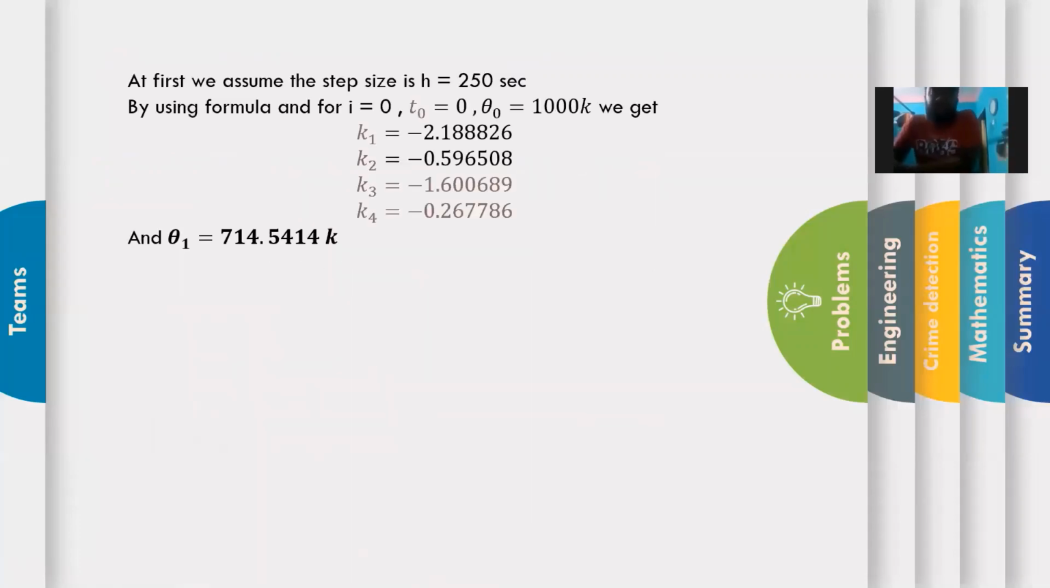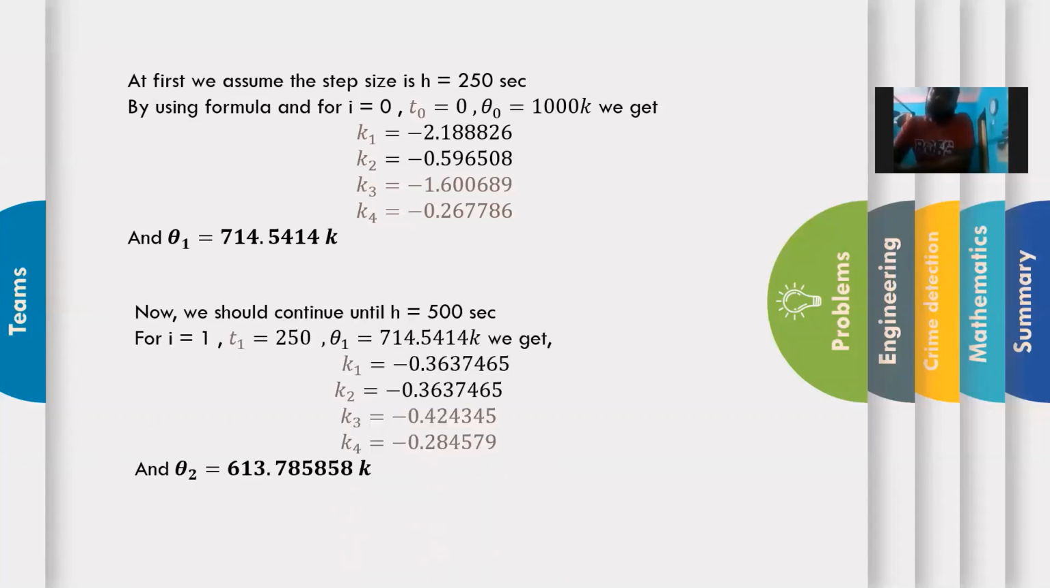To solve the problem, we take two steps. In the first step, the step size is 250 seconds. Using the formula and the parameters where i equals 0, t naught equals 0, theta naught equals 1000 Kelvin, we get the values of K1, K2, K3, K4 as you see in this frame. And finally, using all those equations, we get the result: theta 1 equals 714.75414 Kelvin.